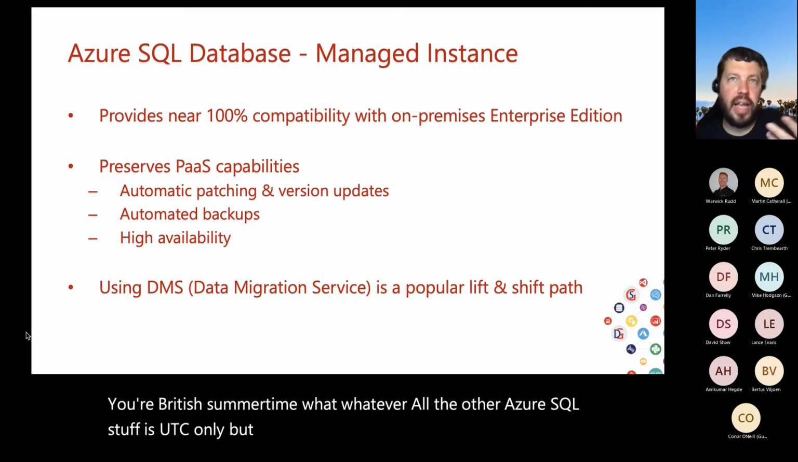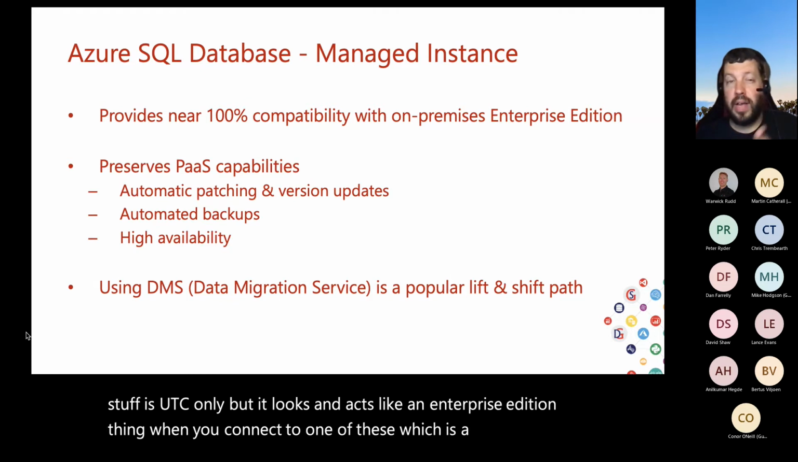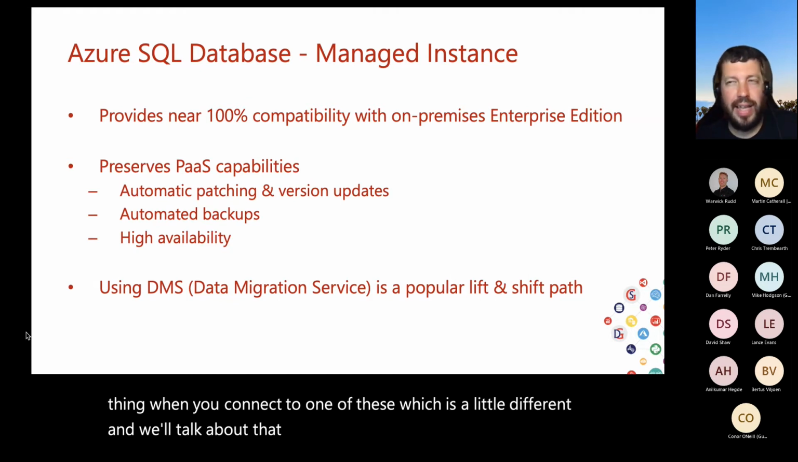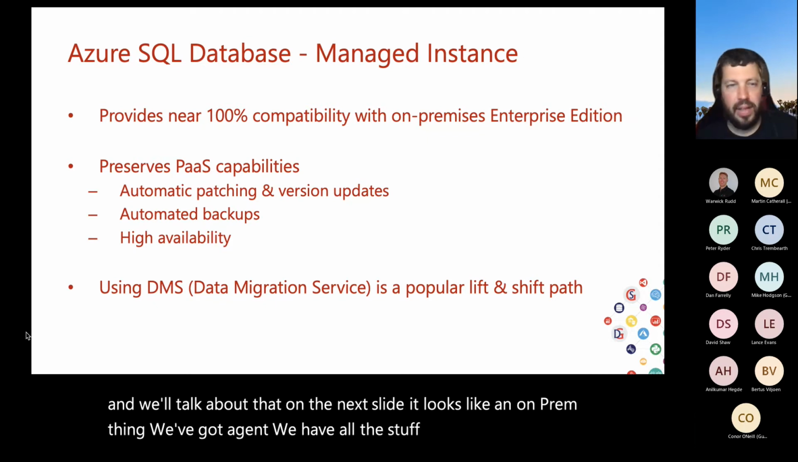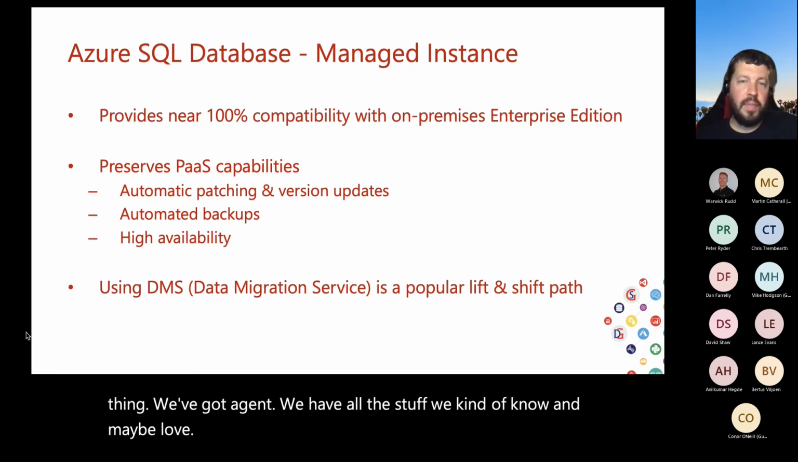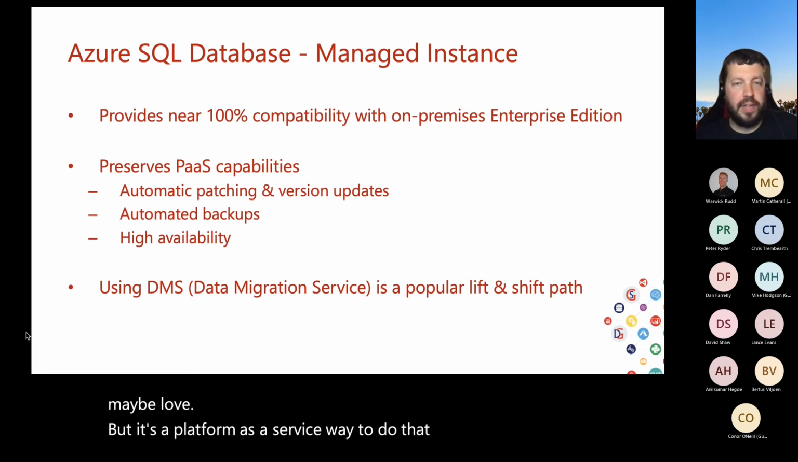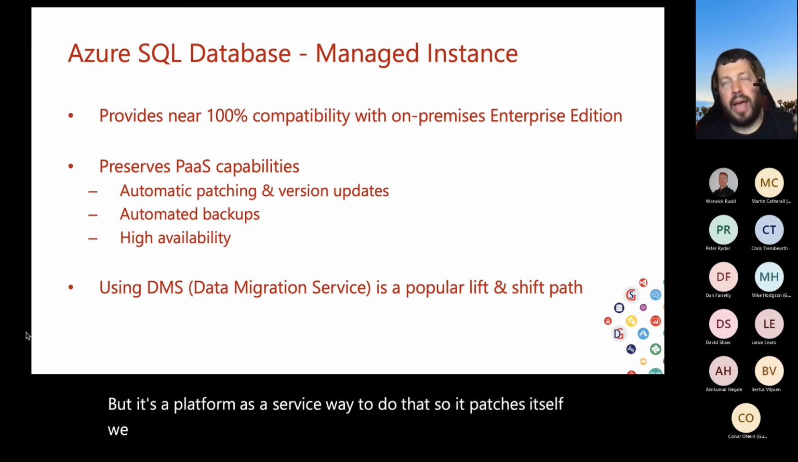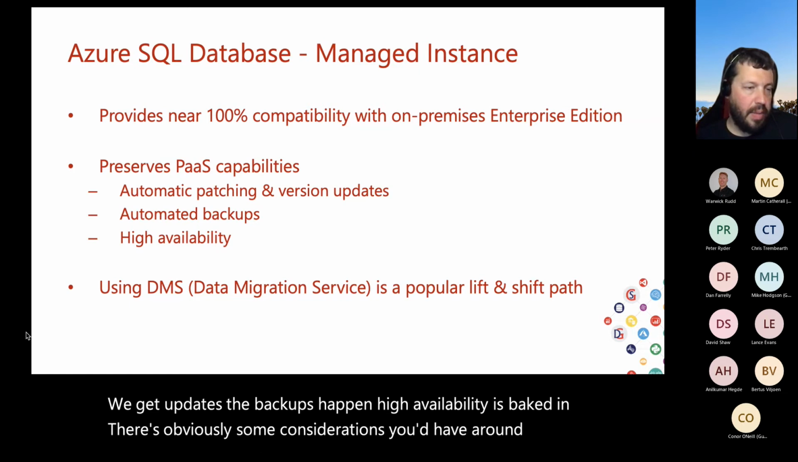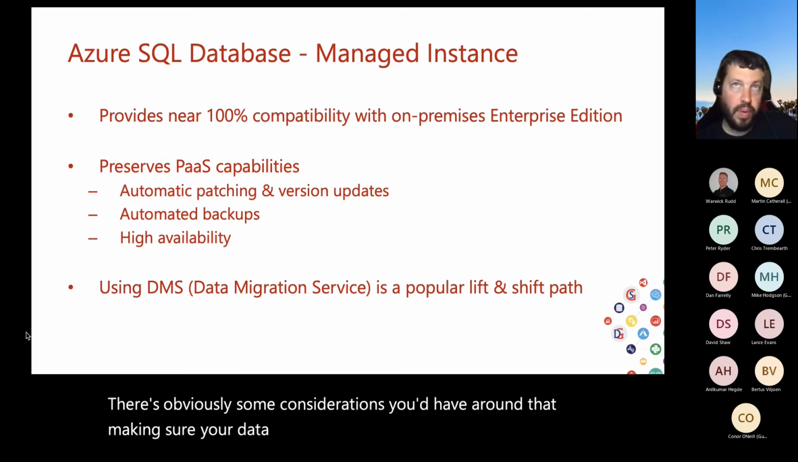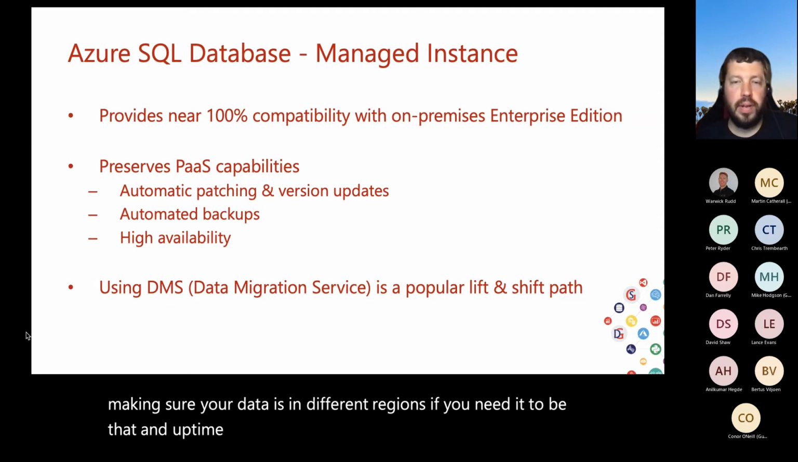But it looks and acts like an enterprise edition thing. When you connect to one of these, which is a little different, and we'll talk about that on the next slide, it looks like an on-prem thing. We've got agent, we have all the stuff we kind of know and maybe love, but it's a platform as a service way to do that. So it patches itself. We get updates, the backups happen. High availability is baked in. There's obviously some considerations you'd have around that. Making sure your data is in different regions if you need it to be that, and uptime is really, really important here.